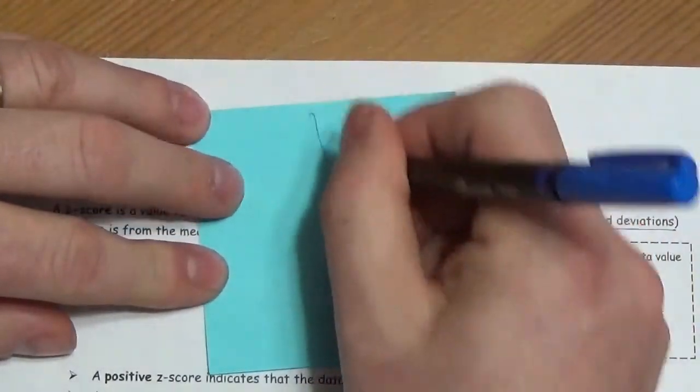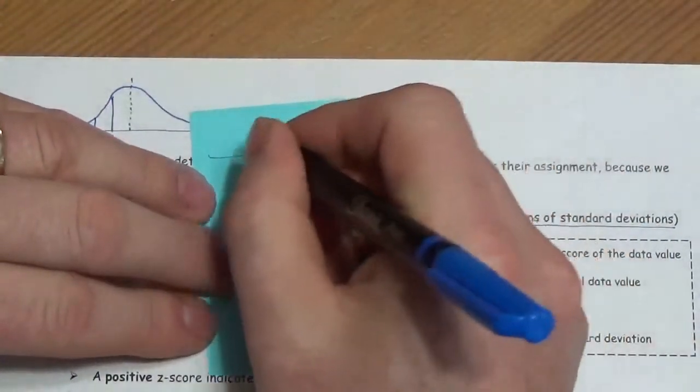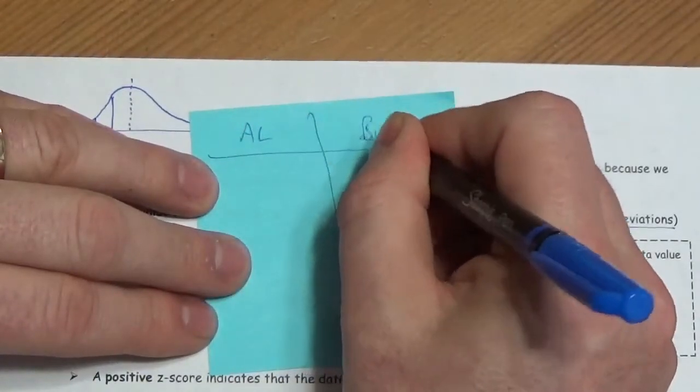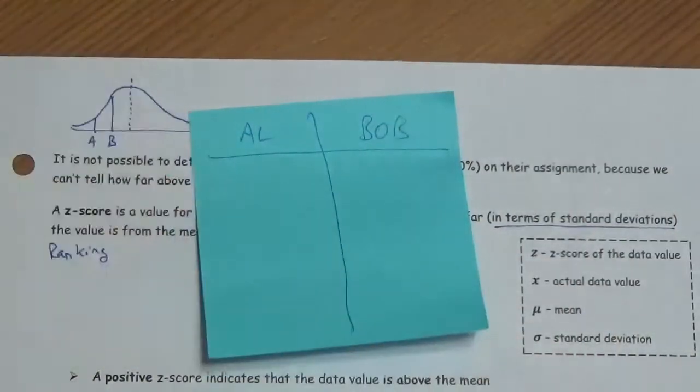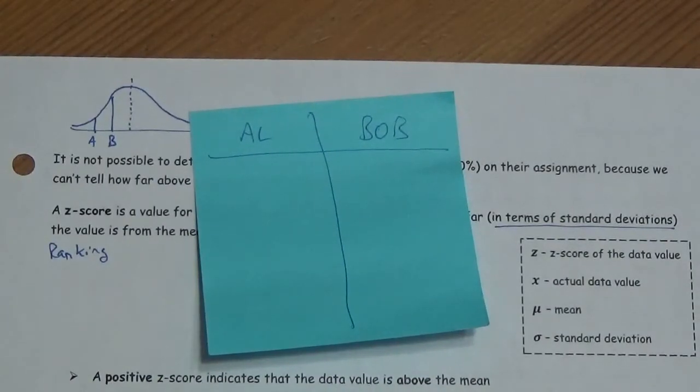Let's say that you've got two different classes here, and you've got two students, Al and Bob. Oh, you can't hardly see that when it's blue on blue. Sorry, didn't think about that. Let me quickly grab another marker here, and we'll do that again.